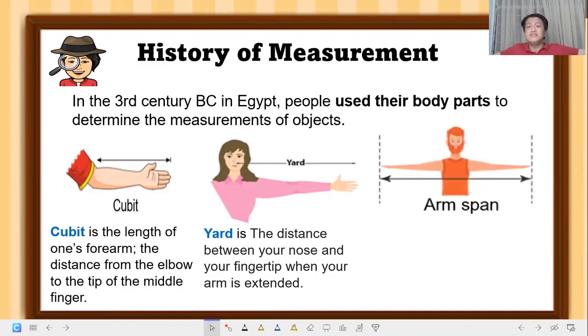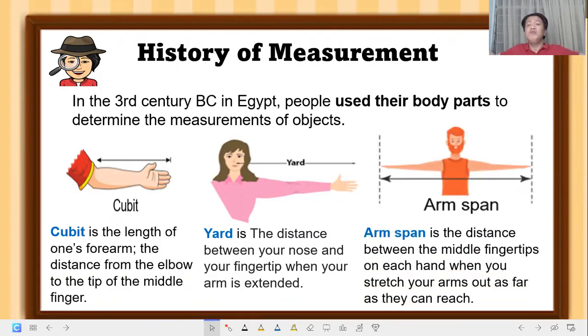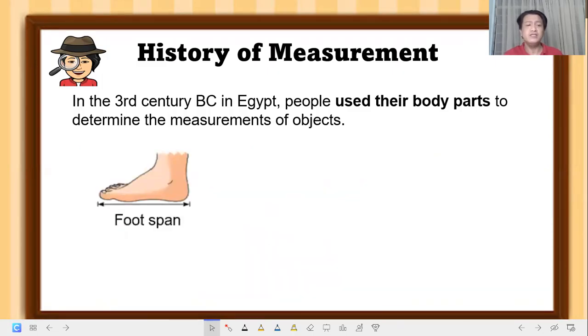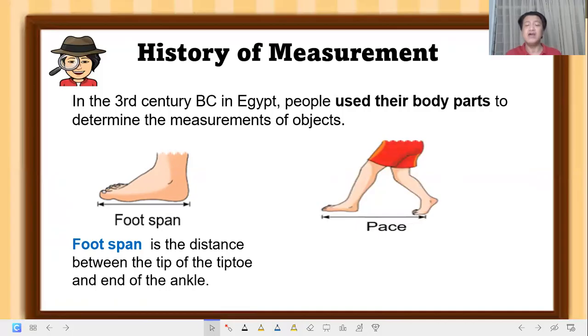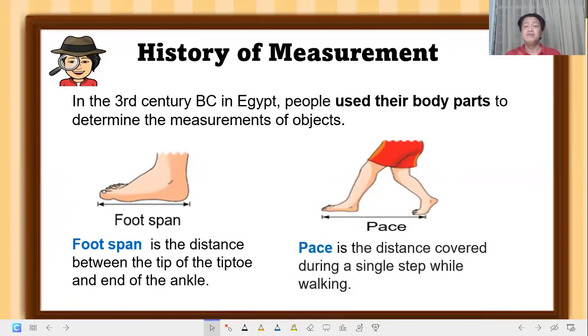And then we also have the arm span. When we say arm span naman, kapag inopen po natin yung dalawang kamay natin, that is the distance between the middle finger tips on each hand when you stretch your arms out as far as they can reach. Ibig sabihin niya, ang arm span katumbas po niya 2 yards. Okay, so we also have the foot span. Ito naman yung distance between the tip of the tiptoe and end of your ankle. And last, we have the pace or ito yung hakbang po natin. Meaning to say the distance covered during a single step while walking. So yan yung mga ginagamit nilang body parts to determine the measurements of the objects during the ancient times or the BC.